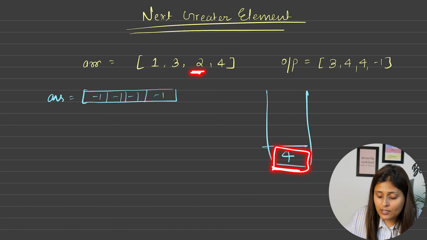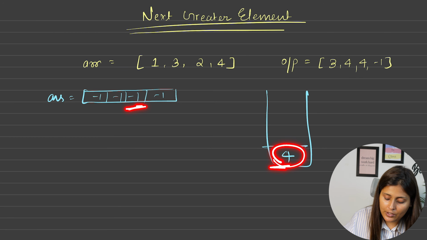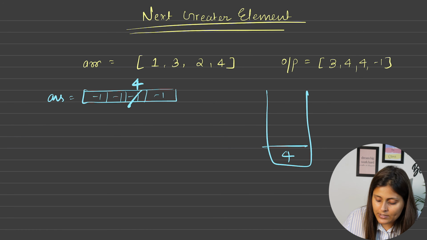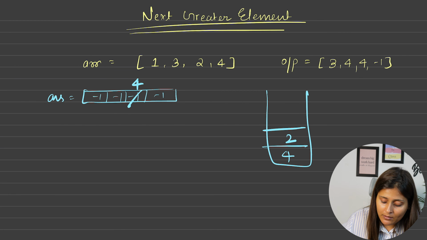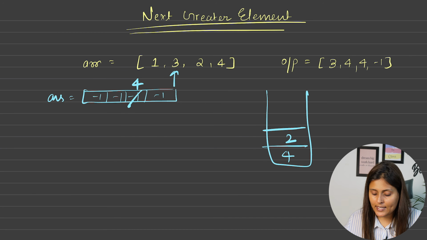Which means for 2, 4 is my answer. So we will keep this 4 in the stack and also consider this 4 as the answer here. So we will update this with 4. Done. And now we'll insert this 2 here. Why did we do this? Let me show you. Now next time we encounter 3. So what we will do, see this carefully.